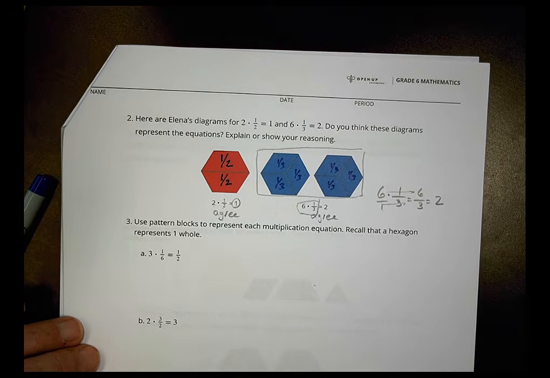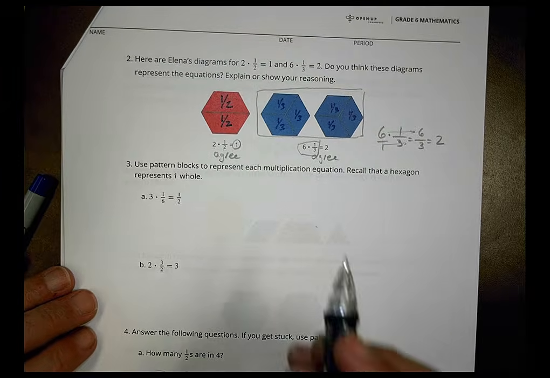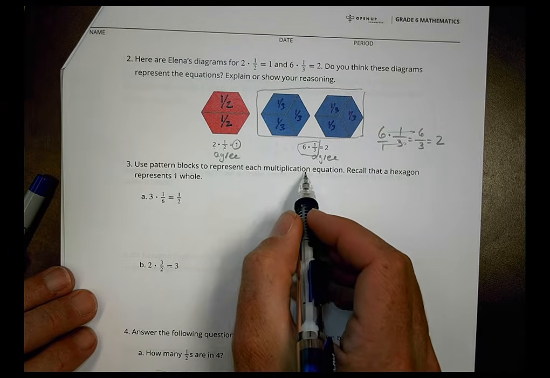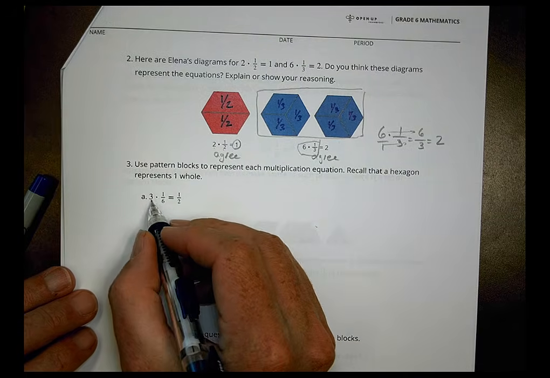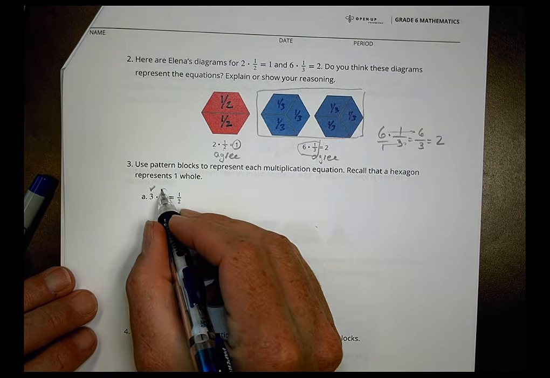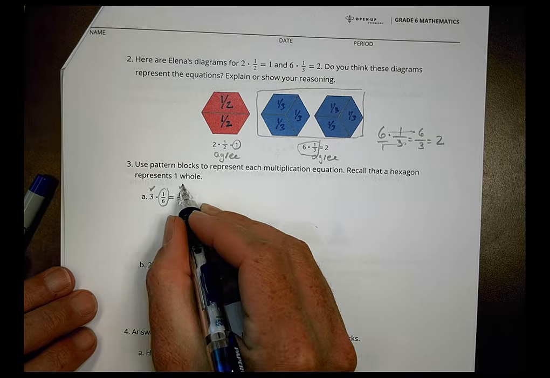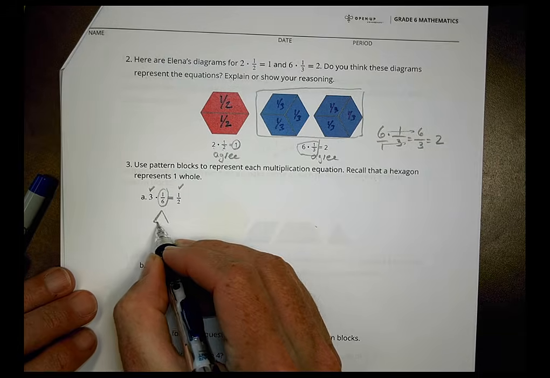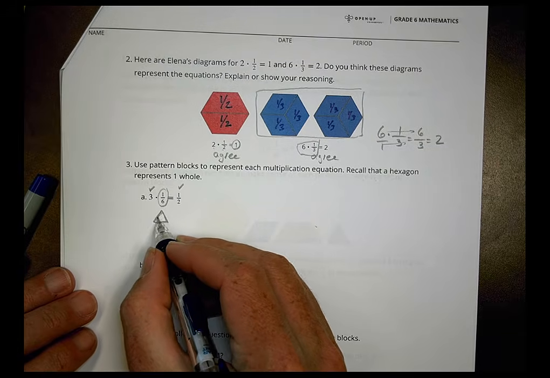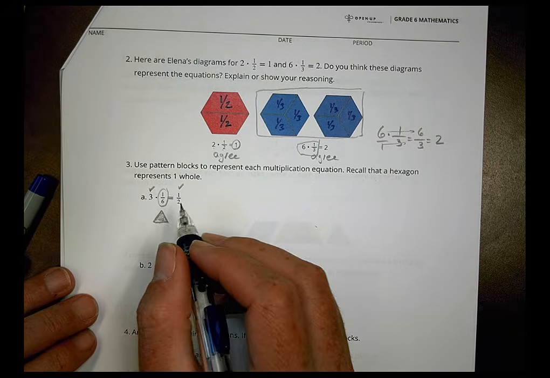All right, let's move down to number 3. It says use pattern blocks to represent each multiplication equation and recall that a hexagon equals 1 whole. So this is saying 3 times 1/6 equals a half. Now back to what we did before, we said that in the hexagon form, 1 triangle had a value of 1/6.